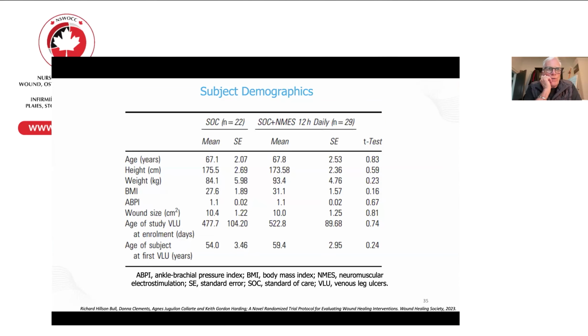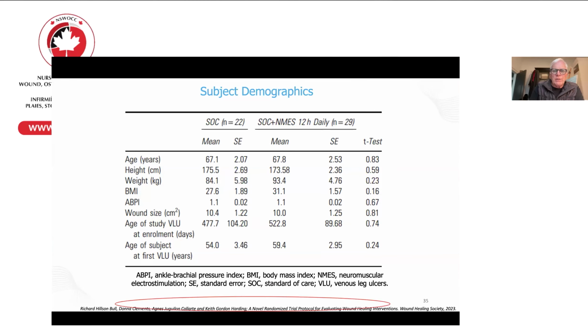I just wanted to show you this slide, which is from Keith's study, showing you some of the different parameters, just to show you that there's no significant difference between the two groups, whether you're looking at age, height and weight, BMI, ABPI, wound size, or how long the ulcer had been present.